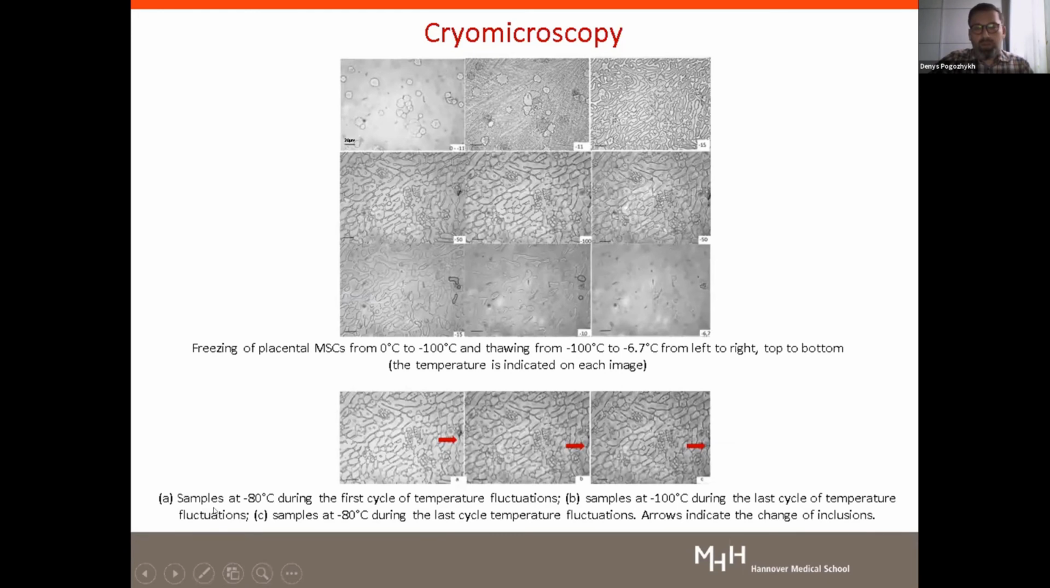And then here we also did the temperature fluctuation. In the first image you see samples at -80 degrees at the first cycle of temperature fluctuation, so from here we start. Then samples at -100 degrees at the last cycle of these 50 cycles of temperature fluctuations, and -80 at the last cycle. You see with arrows, I don't know if you can see it well on the slide. Generally everything looks okay, but we were able to see some really small modifications, which I will talk about a little bit later.